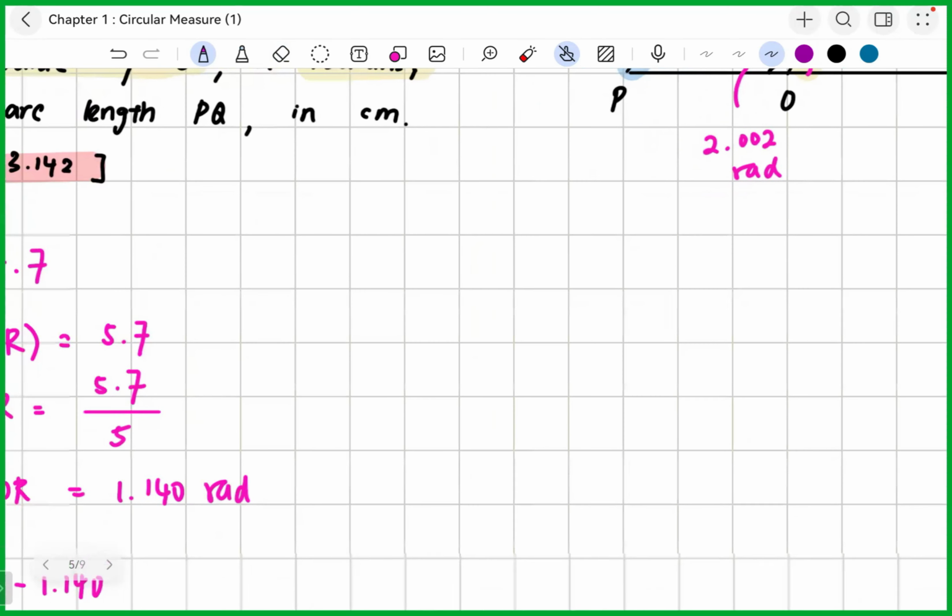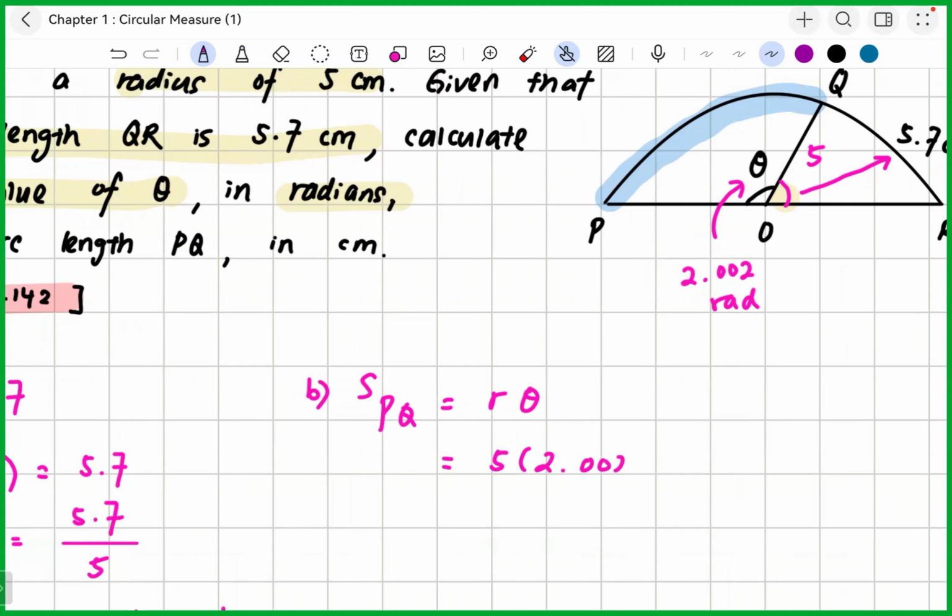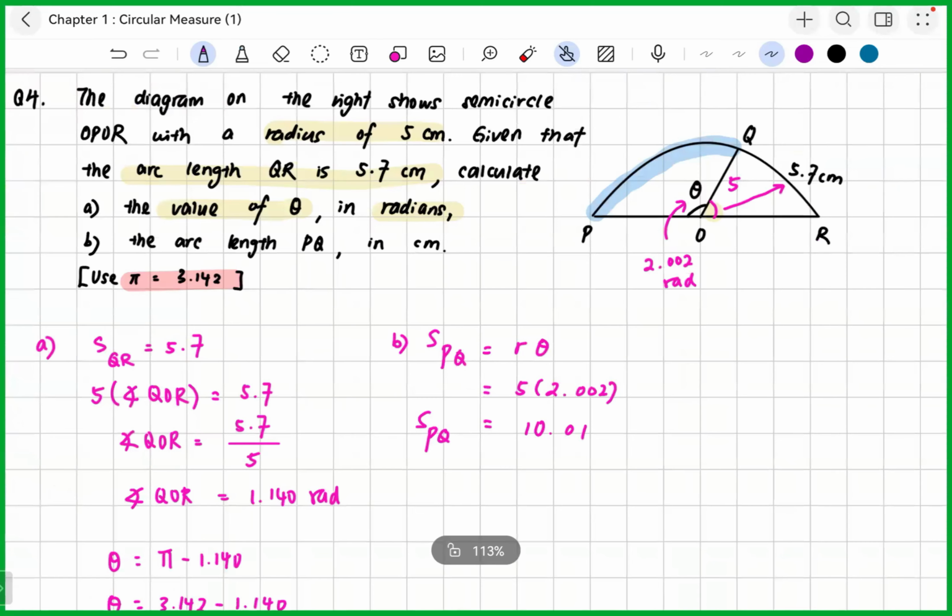So B, arc length PQ equals r theta. What is the value of r? Radius is actually 5, right? 5 times 2.002. So for arc length PQ, you will get 10.01. So this is the answer for arc length PQ.